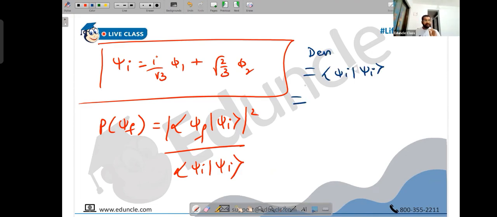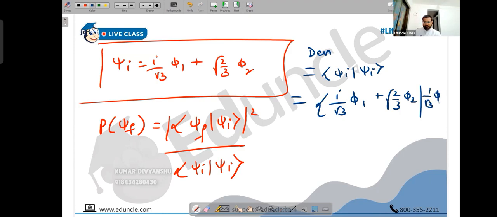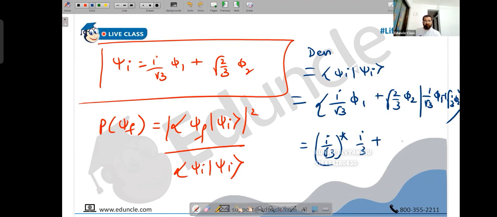You want to connect: phi 1 will be 1, phi 2 will be 1. But just take care of a couple of things. You already know which part I'm talking about. I upon root 3 phi 1 plus root of 2 by 3 phi 2, and I upon root 3 phi 1 plus root of 2 by 3 phi 2. So you have to multiply phi 1 with phi 1, that will become 1, phi 2 with phi 2, that will become 1. But can I write I by root 3 times I by root 3? What am I supposed to write? So I by root 3 star and I by root 3. Yes, this is a bra vector. So I by root 3 star into I by root 3. This is root of 2 by 3, which is real, so there is no problem. You can write root of 2 by 3 star, but it's real anyway. Beautiful. Now it's fine.